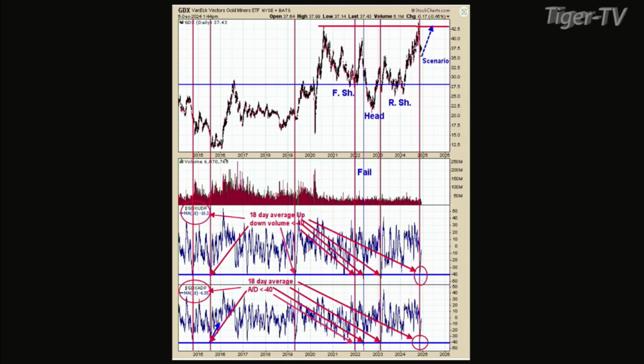But anyhow, what's important on this, again, you've got to have capitulation. And this chart shows capitulation. Top window is GDX. Capitulation happens when the up-down volume indicator and advanced decline indicator both hit below minus 40. On November 15th, advanced decline hit minus 43.46, and on November 15th again, the up-down volume hit minus 48.45. So that pretty much marked the low.